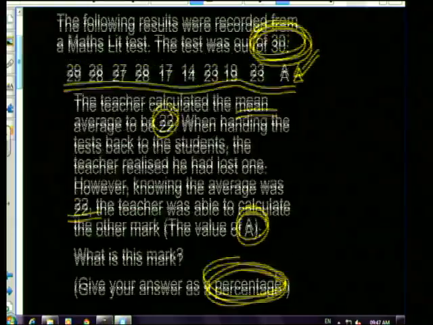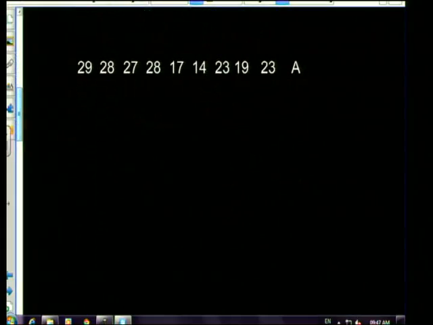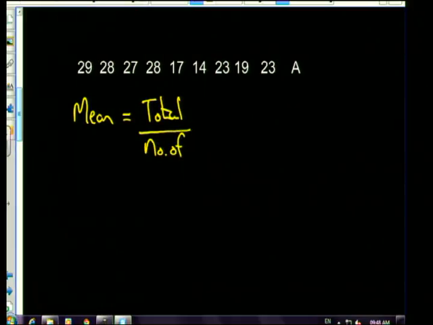Now, if you were to look at a question like this and you'd never seen anything like it before, you'd freak out and say, oh my giddy aunt, what do I do? Well, don't freak out, just be calm. The question's to do with the mean. So let me write this formula out. I know that the mean is equal to my total over the number of tests. So the total of the tests over the number of the tests.